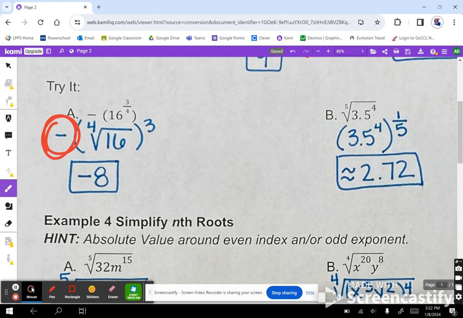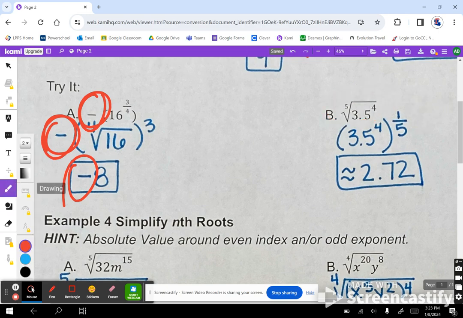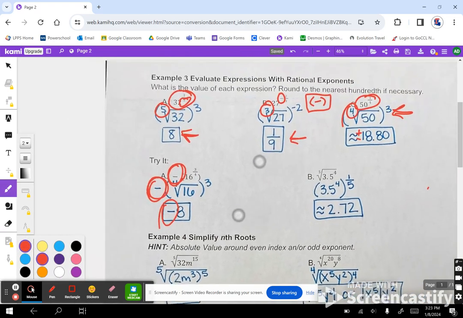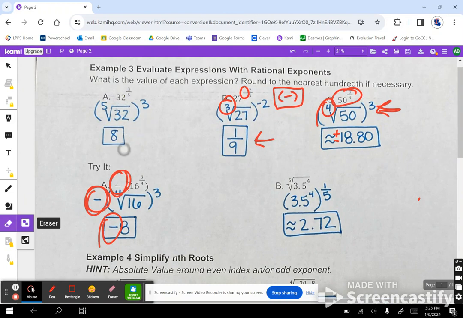They throw that in there so you'll know anytime your answer has a negative, then your answer is only going to be negative, even though you have an even index. Part B, you have an odd index, so your answer is only odd. Maybe easier for you to rewrite this using a fractional exponent. Either way, you can type it in whichever you choose in your calculator. This whole example 3 is just basically making sure you can type these into your calculator and get the answers.